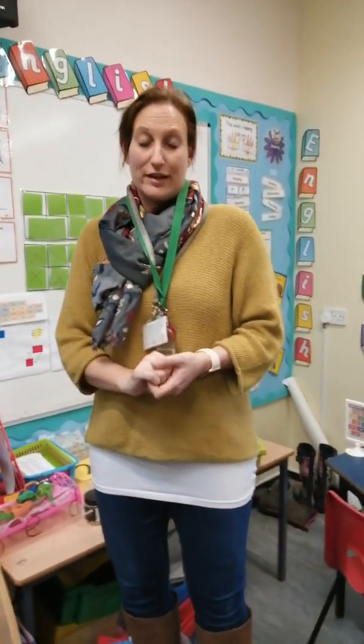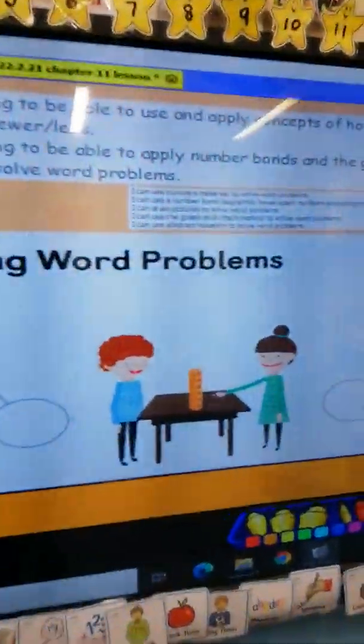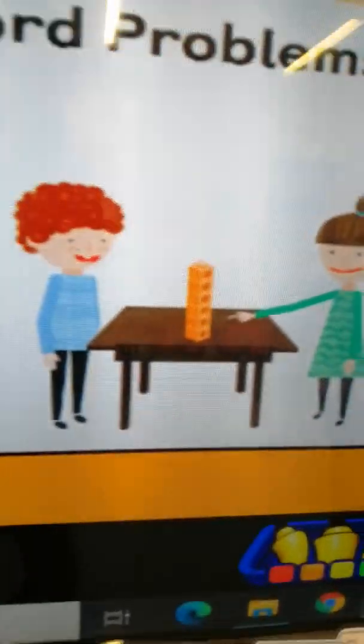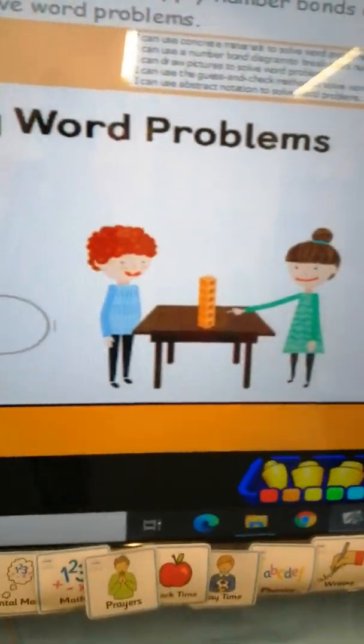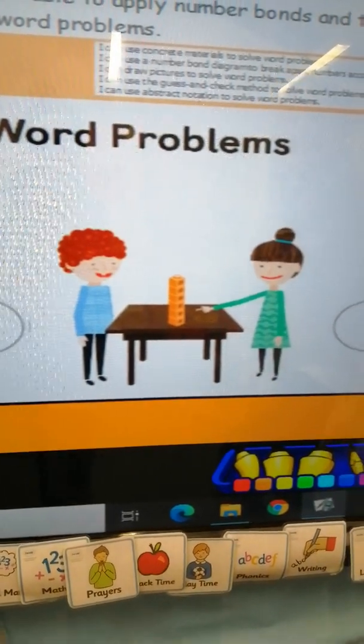Okay, now this morning we're going to be thinking about more word problems. Before we go into the problem itself, let's have a little look and see what's on the table. You can see on the table there's some cubes. Now I've counted them. If you look really carefully, there's 6 cubes there. There's 6 cubes. What I'd like you to do is write me a fact family.